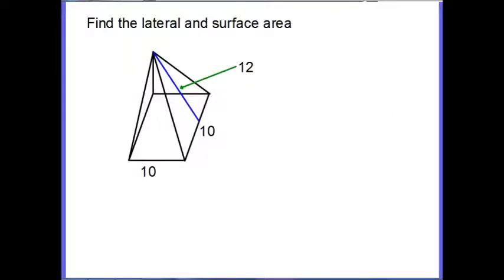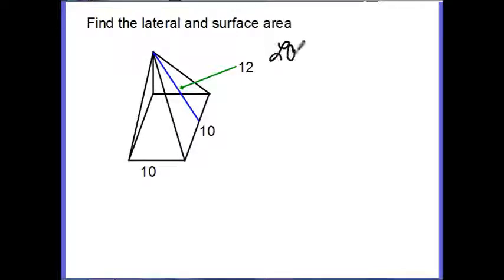Now we come to our first example. We're going to find the lateral area and surface area of our pyramid. The first thing we have to ask ourselves is: is this pyramid regular? Yes, it is. It has a square-shaped base, even though it looks almost like a rhombus or a parallelogram. It is going to be a regular base, so we can apply our formulas.